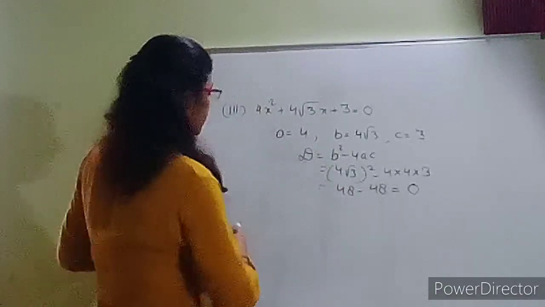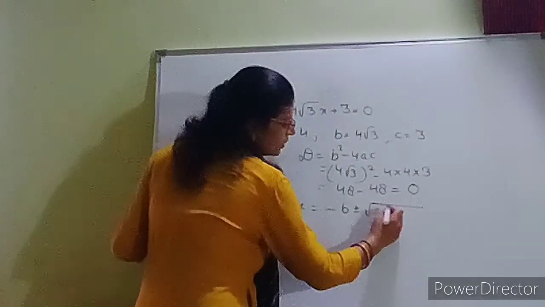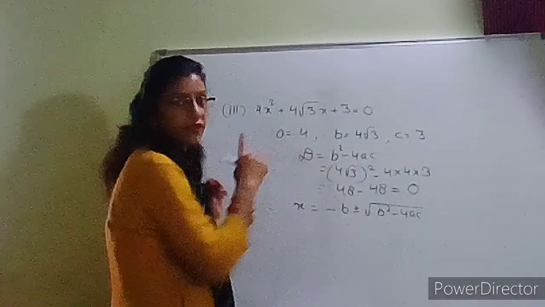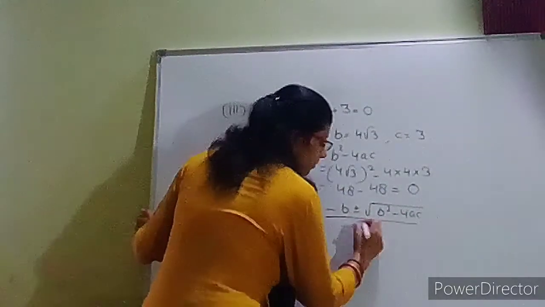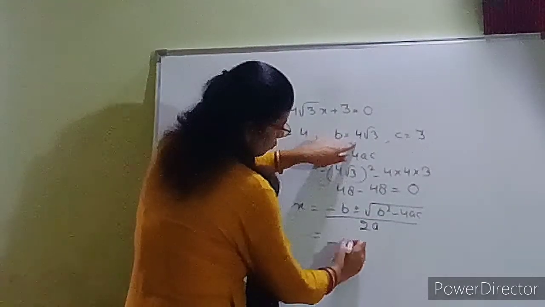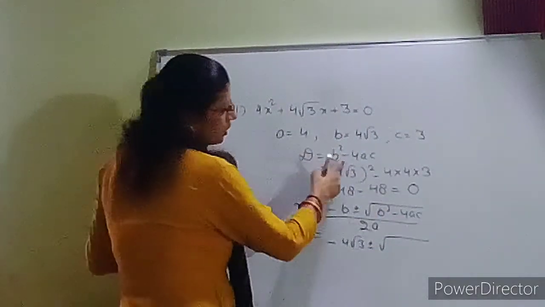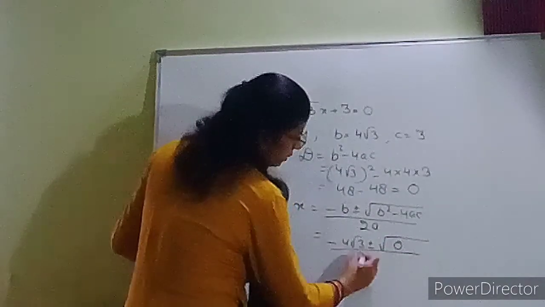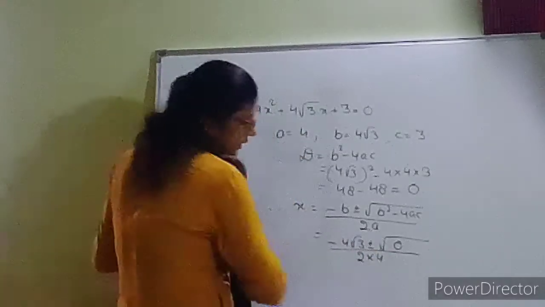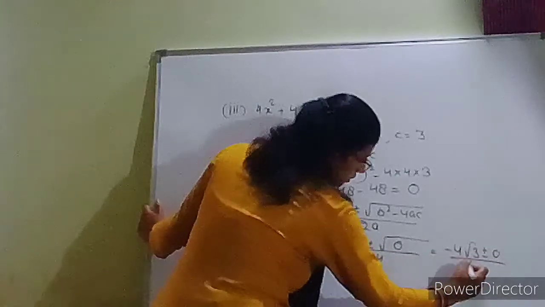So now I am just finding the value by the quadratic formula. Minus b plus minus root of b square minus 4ac, divided by 2a. So minus b, what is b? This 4 root 3, plus minus root of b square minus 4ac, you got 0, divided by 2 into a. What is a? 4. So you will get minus 4 root 3 plus minus 0 upon 8.